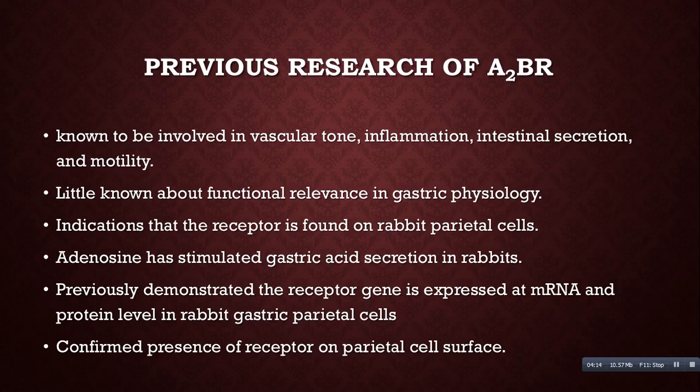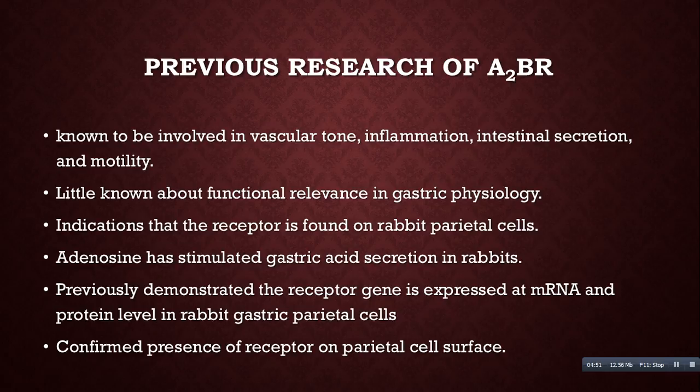These scientists know a little bit about the receptors, and they have performed some of the research on their own that has led to further insights into this investigation. But I'd like to briefly go over what they did know before they began this research. They knew that there were high levels of A2B receptor expression in different parts of the gastrointestinal tract, where it seems to be involved in activities such as vascular tone, inflammation, secretion, and motility. There is little known about the relevance of the A2B receptor in gastric physiology.